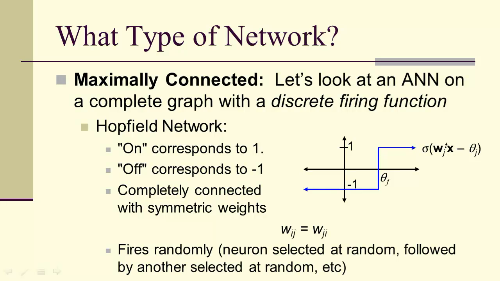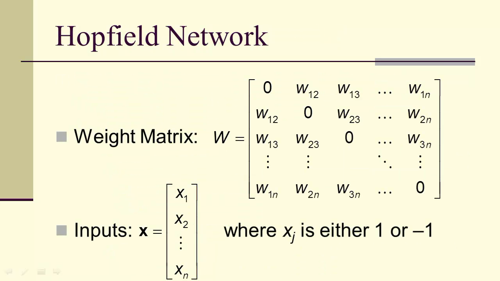And the Hopfield network fires randomly. So we'll go through and randomly choose a neuron, and we'll update it, and then randomly choose another, and so forth. So we can look at this thing, Hopfield network, in terms of matrices, our inputs. There's one input for each neuron, and it's also the output from the neuron and the input to the other neurons. And each x sub j is either 1 or -1. And the weight matrix is just all the synaptic weights. The neurons are not connected to themselves, and it's a symmetric matrix.